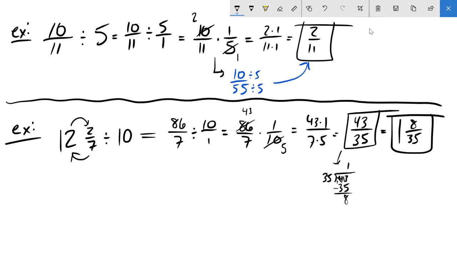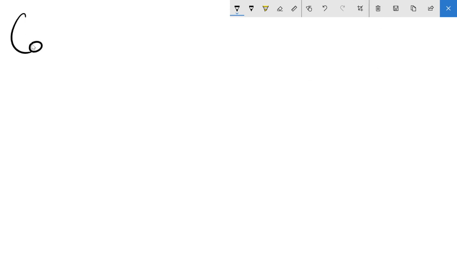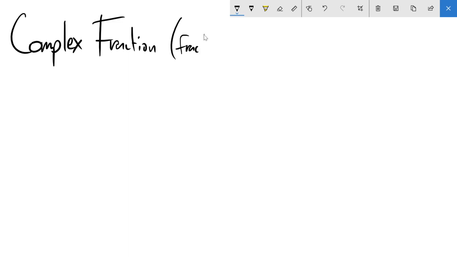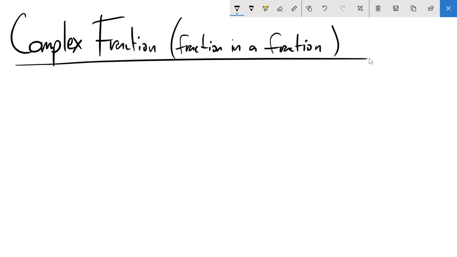There is one other thing that you will run into occasionally, and this is going to come up when we get to proportional equations. What you'll run into sometimes is something called a complex fraction. Okay, and what that means is it's like a fraction in a fraction. So it'll look something like 3/4 over 1/2. So you actually get a fraction inside of a fraction, right?